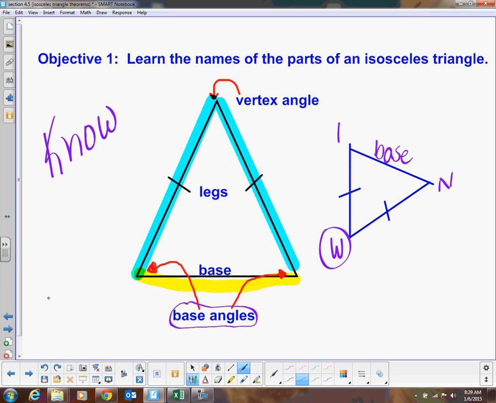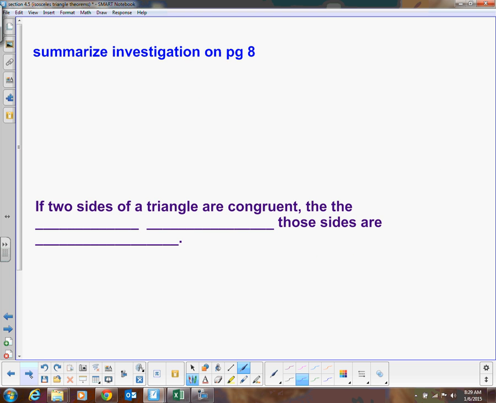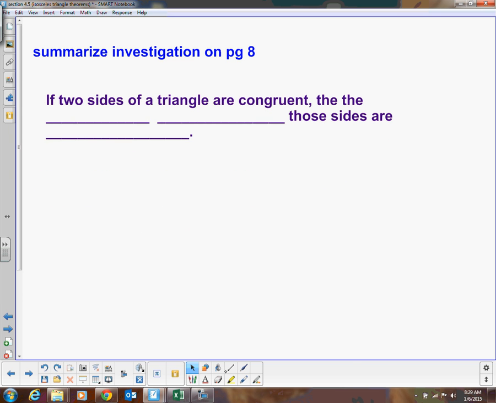You have it labeled? Okay, you could even label it on your patty paper if you want. I suggest you either staple your patty paper or tape it to your notes, but not at this second.